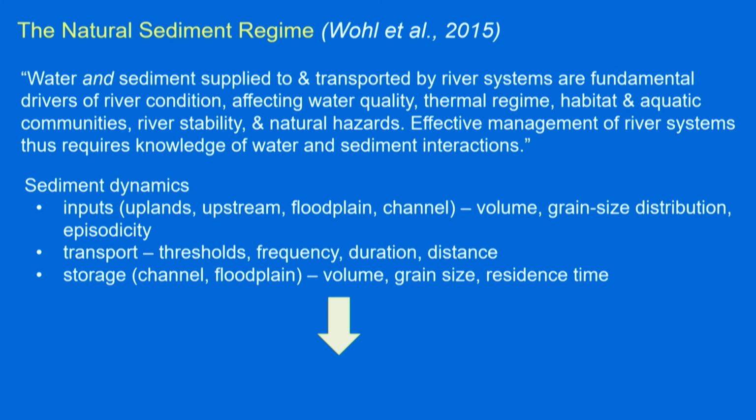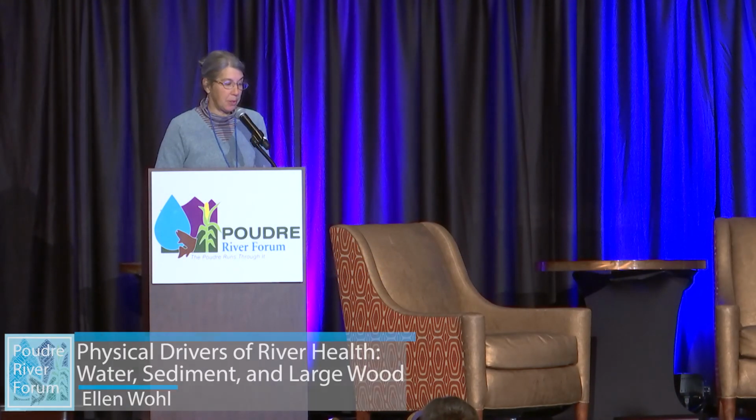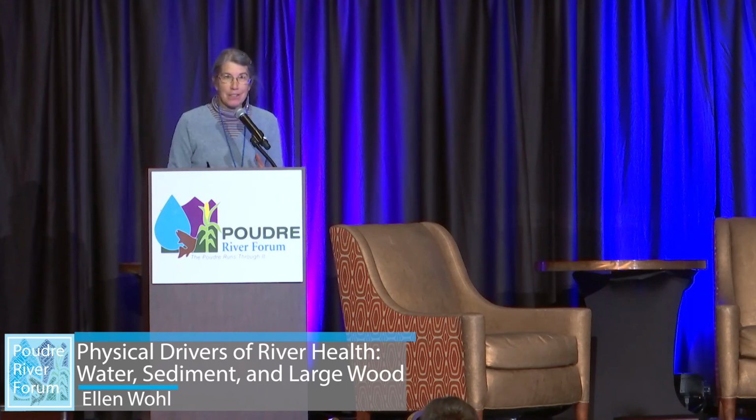The second one, transport. Is there some minimum flow energy that needs to be exceeded before the sediment is redistributed within the river corridor or carried downstream? And then how frequently does that occur, over what duration, and how far does the sediment move? And then the last one, storage, of course, creates the physical characteristics, the skeleton, if you like, of a river corridor. So where the sediment is stored and how long it's stored there becomes critical.